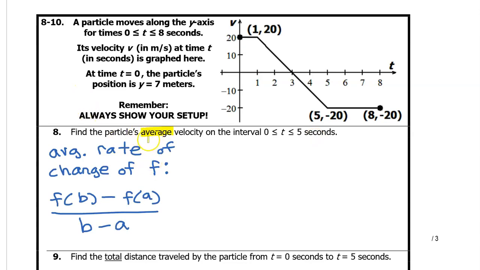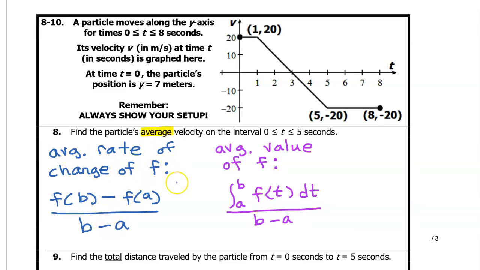We have learned two different formulas that have the word average in it. One of them is average rate of change, which is this formula. The other one is the average value of a function, which is given by this formula here. So we have to be very careful when you have a question which is asking for an average something. Am I asking you for the average rate of change or the average value? If I want the average rate of change, I pretty much have to say the words rate of change. Otherwise, it's the average value.